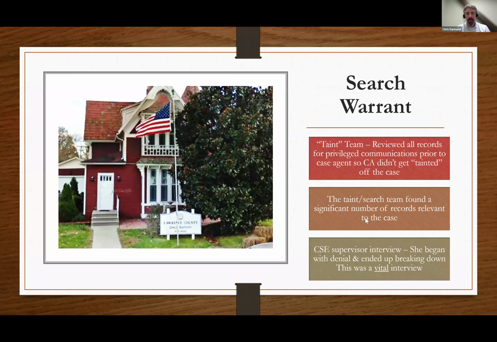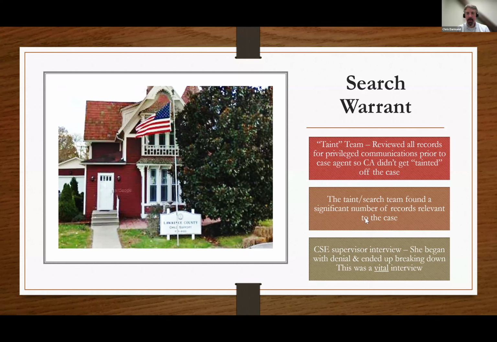So a search warrant did occur. This is a picture of the office where that search was completed, and numerous records related to the Child Support Enforcement Office were collected. Since this does involve legal matters, we had to establish what we call a taint team that's separate from the primary investigative team, so that those records are viewed first to see if there's anything that might be private, attorney-client matters, or otherwise personal matters, or maybe just not even relevant to our investigation. So that can take some time depending on how many records they have to go through before they would release those records back to the investigative team.